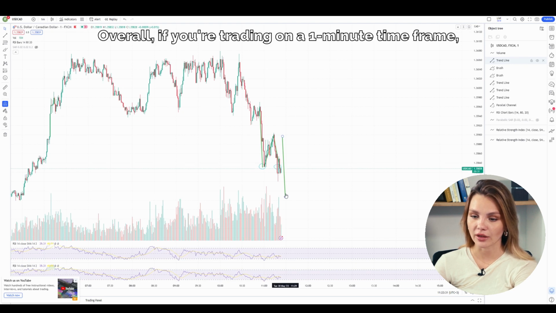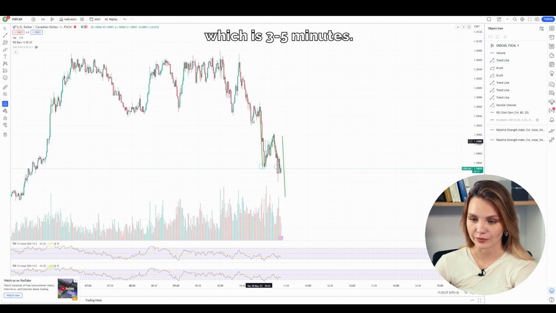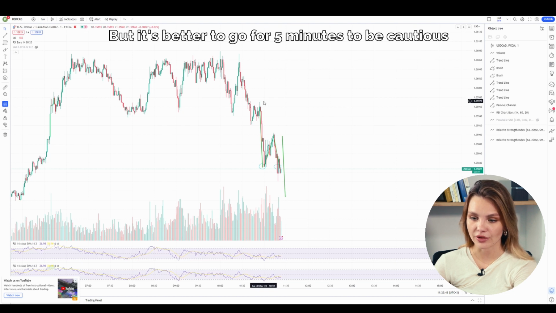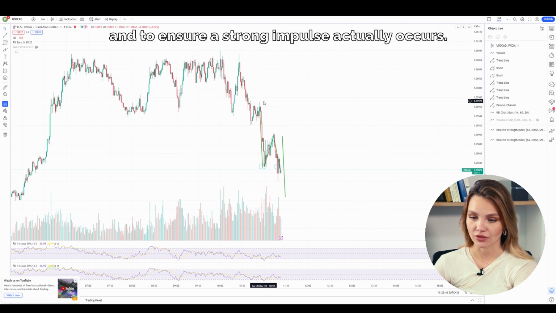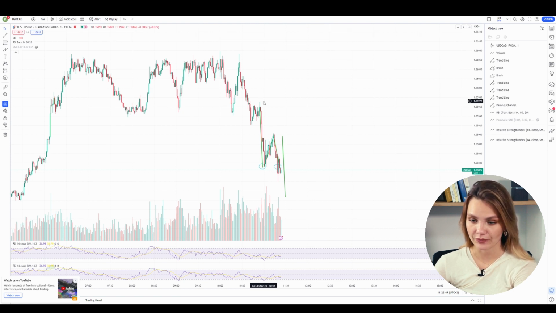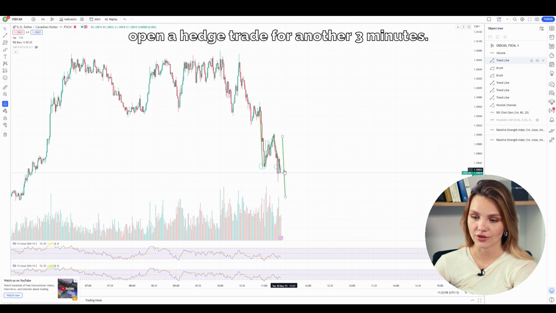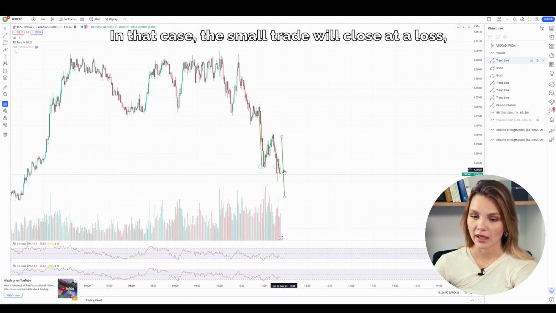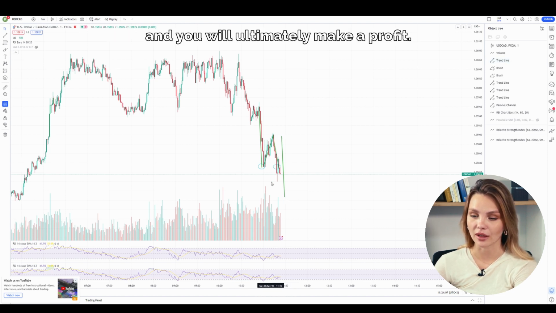Overall, if you're trading on a 1-minute time frame, it's advisable to open trades for 3 to 5 candles, which is 3 to 5 minutes. But it's better to go for 5 minutes to be cautious and mitigate any possible pullbacks, and to ensure a strong impulse actually occurs. Or you can trade like me. Enter for 3 minutes and, in case of a pullback within the pattern, open a hedge trade for another 3 minutes. In that case, the small trade will close at a loss, but the larger trade will be profitable and you will ultimately make a profit.